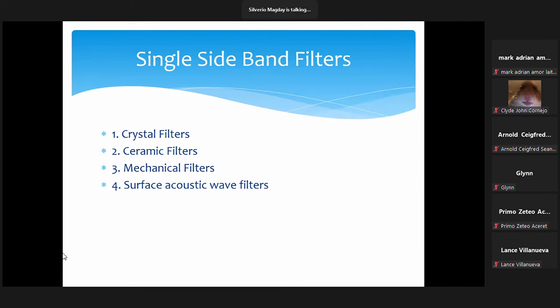Ayan, sideband filters, ayan yung meron tayong crystal, ceramic, mechanical, and surface acoustic wave filters. More on today's yung about dito sa mga sideband filters. Ito na-discuss na siya, pakibasa na lang doon. Yung more technicalities more on these filters.